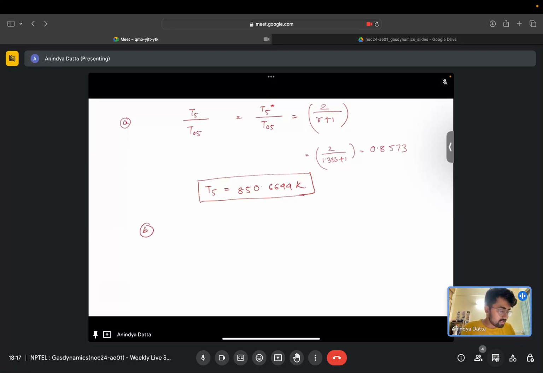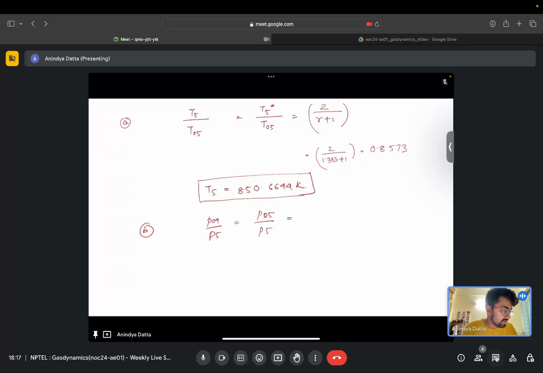Second, part B, to find the pressure ratio P04 by P5. We can write P04 is equal to P05, so this is P05 by P5. This again is the ratio of stagnation pressure to static pressure.